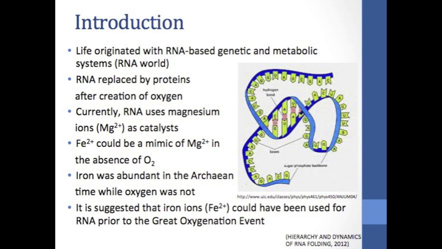Some scientists suggest that it might be possible for early life to use Fe2+, which was abundant in Archean time while oxygen was not. Because of iron's atomic property, iron ions could potentially make RNA more susceptible to reaction. It is suggested that iron ions could have been used for RNA prior to the Great Oxidation.